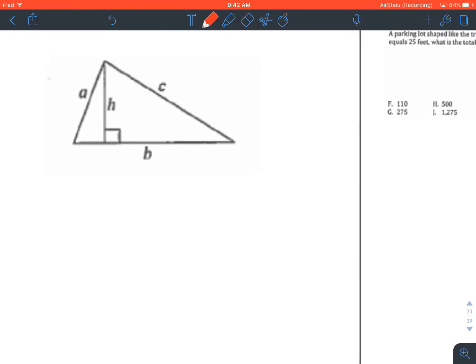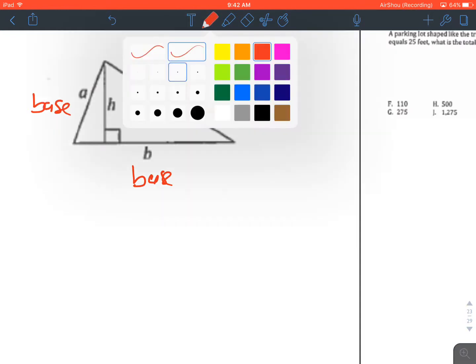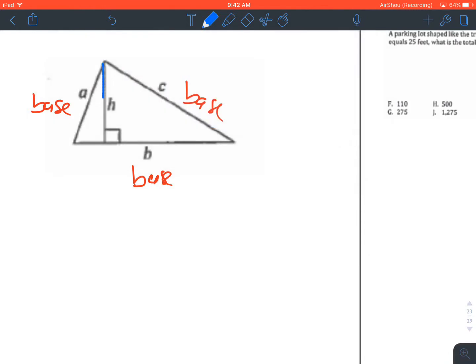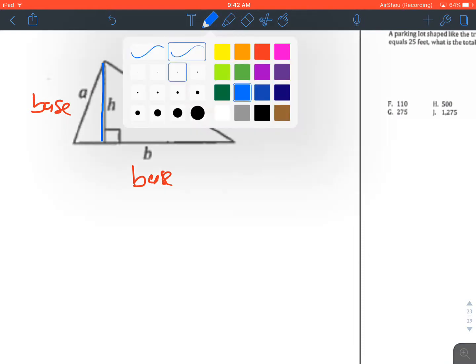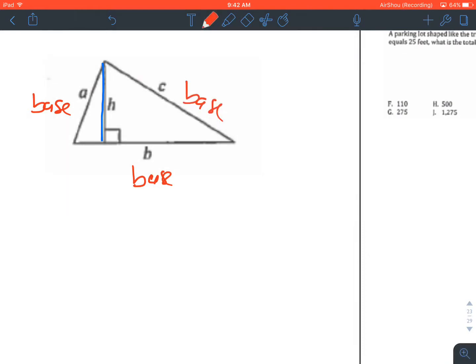In a triangle, each side is called a base. And then, if you recall from geometry, an altitude is the segment in the triangle that goes from a vertex to the opposite side, forming a perpendicular. So in this case, H is an altitude. You could also draw an altitude from this base, making a perpendicular. You could draw an altitude from this base, making a perpendicular.